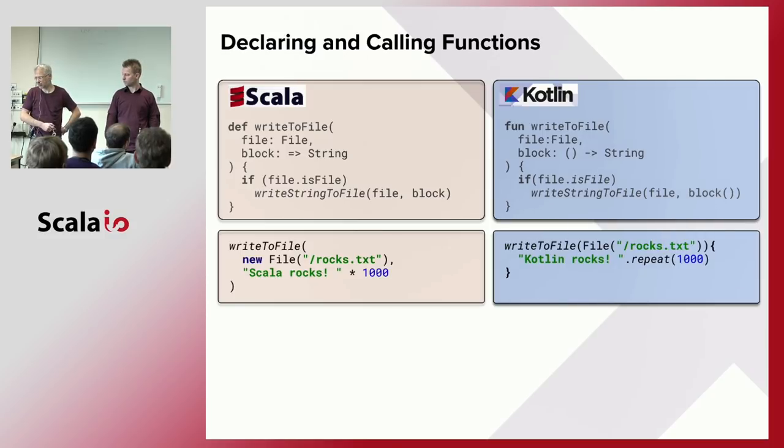In Kotlin, you get more or less the same impression from a client perspective. As said, everything between the curly braces is a function in Kotlin. And here we simply omit the argument, and then we get more or less the same effect.